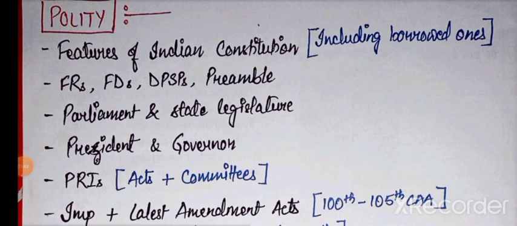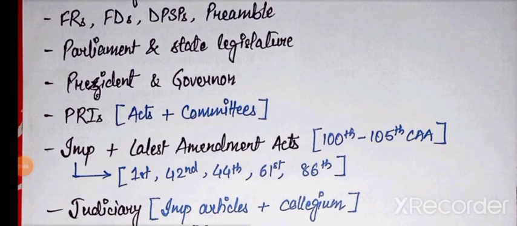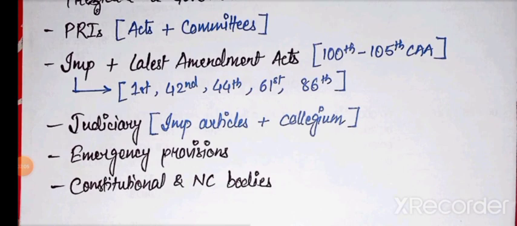Parliament and state legislature are important. President and governor are also important, and all the important articles related to them you should also remember. Panchayati Raj institutions: in this topic you should know the important articles, the acts related to it, and the committees like the Balwant Mehta committee, Ashok Mehta committee, and so on. Plus the latest amendment acts, like the 100th to 105th constitutional amendment acts, are very important.